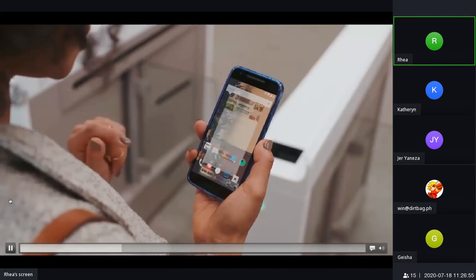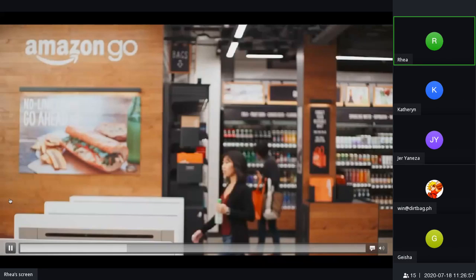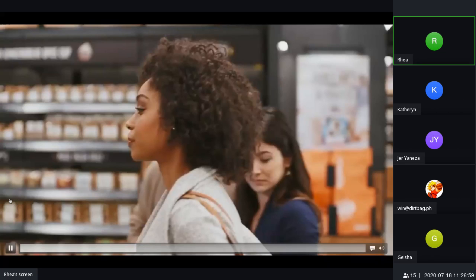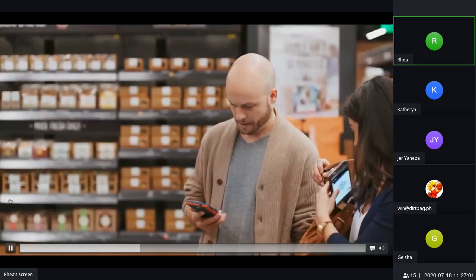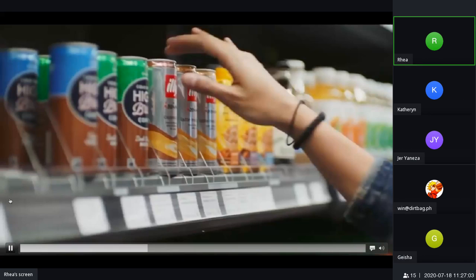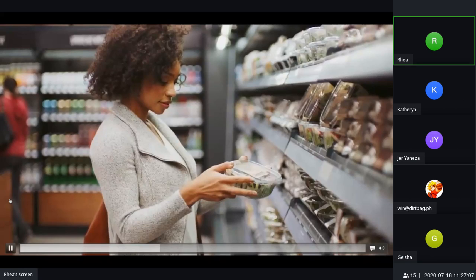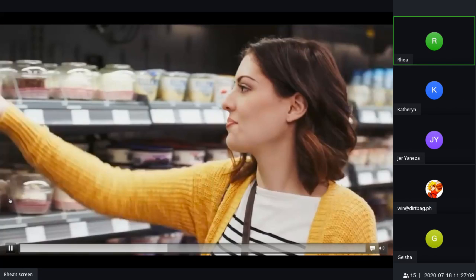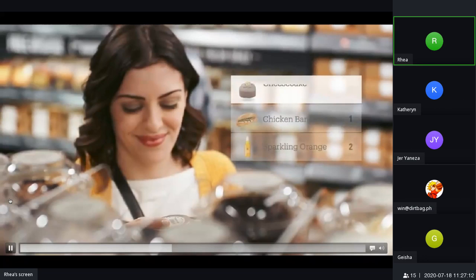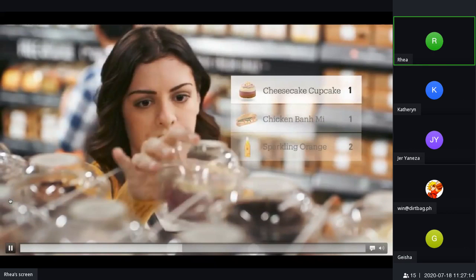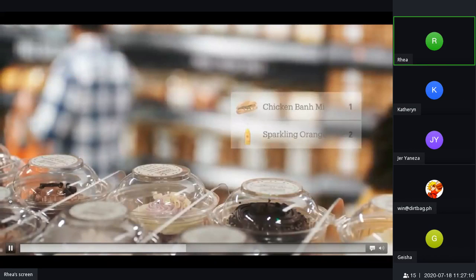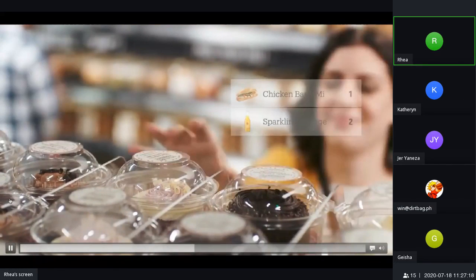Use the Amazon Go app to enter. Then put away your phone and start shopping. It's really that simple. Take whatever you like. Anything you pick up is automatically added to your virtual cart. If you change your mind about that cupcake, just put it back. Our technology will update your virtual cart automatically.